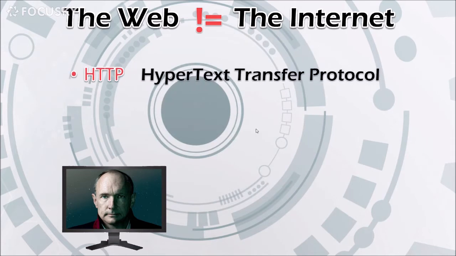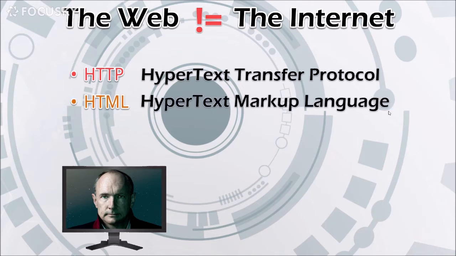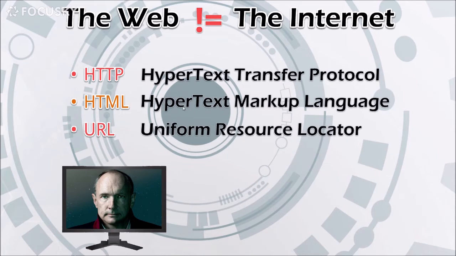Well, the web is made of some core components, for example the Hypertext Transfer Protocol, HTTP, the Hypertext Markup Language, HTML, which is the language web pages are made of, and the URL, the Uniform Resource Locator, which is a string of text that identifies a unique document in the web.